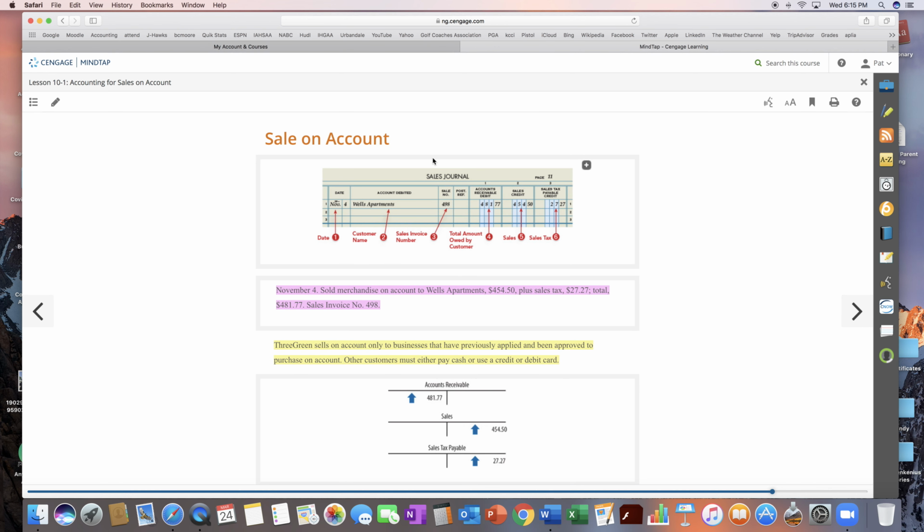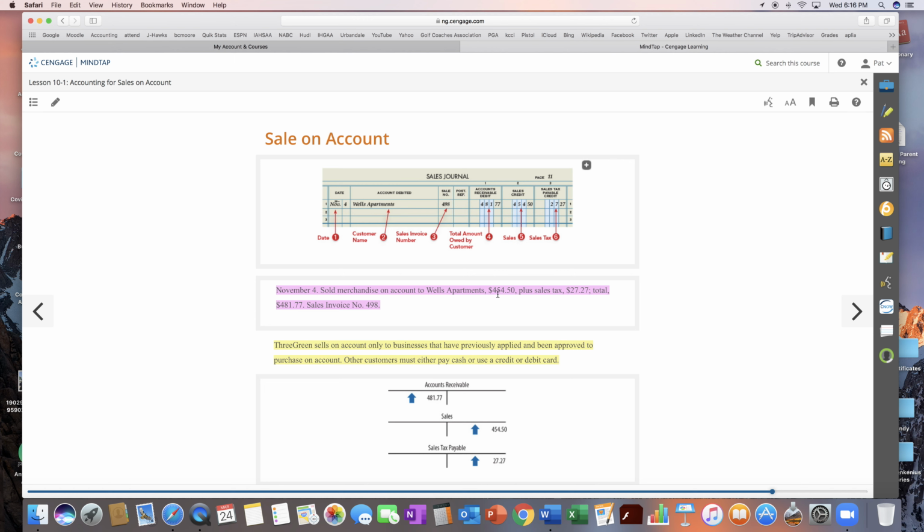A sale on account, then, now we get to the point where we have a transaction. November 4th says sold merchandise on account to Wells Apartments plus sales tax for our total. They give you the numbers there. They give you the sales invoice as its source document. All right. So whenever we make a sale, the sale itself is going to be the sales credit. We will then have to figure tax, so they'll give it to us. In this example, they give it to you.